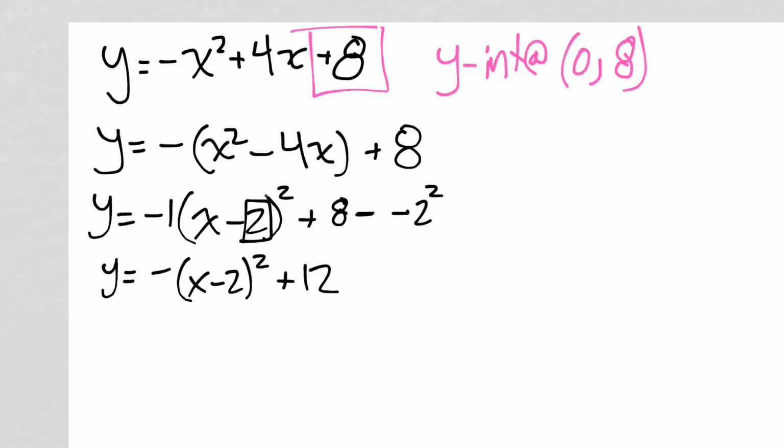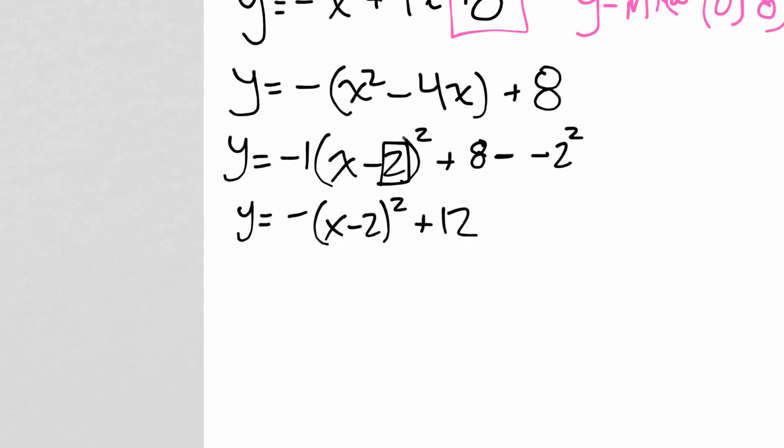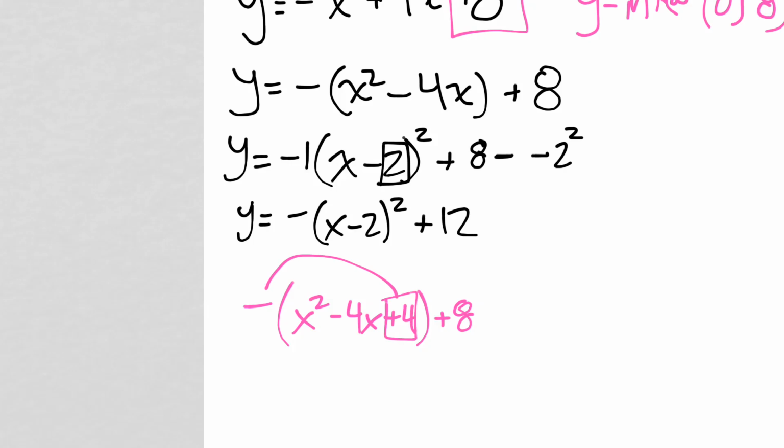Let's look at that again. Going back up to this step right here, if I expanded (x minus 2) squared, and I still have my negative out front, I would get x squared minus 4x plus 4. And then I still have my plus 8 outside. But look, I've now added a plus 4 on the inside, and that plus 4 is being multiplied by that negative 1. So I've really changed this value by subtracting 4, so I balance it by adding 4. Okay?